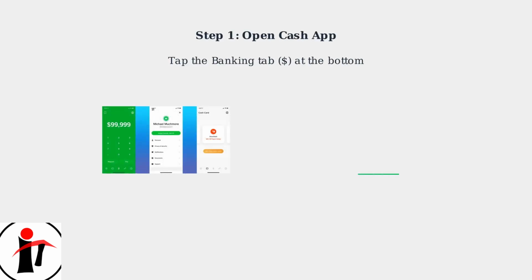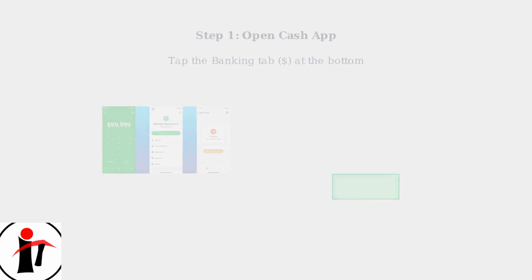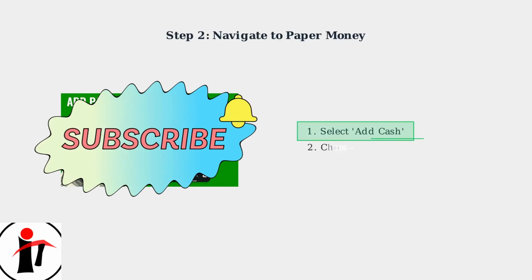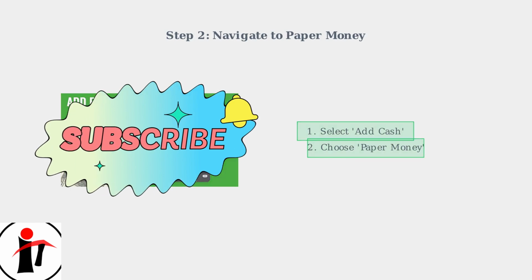To deposit paper money into your Cash App account, start by opening the Cash App on your mobile device. Look for the Banking tab at the bottom of the screen, represented by a $ symbol. Next, select Add Cash from the menu options. Then choose Paper Money to access the Cash Deposit feature.